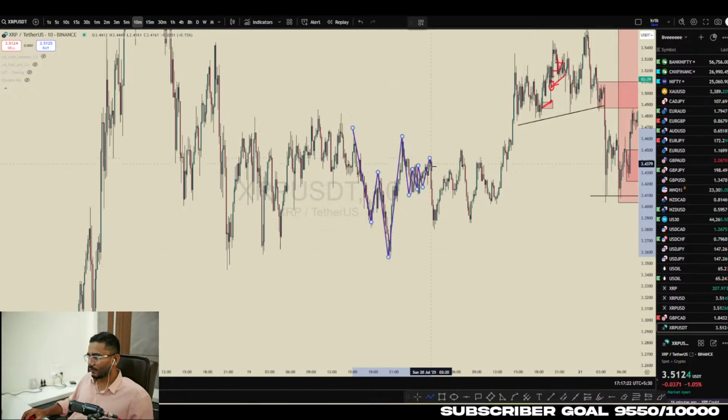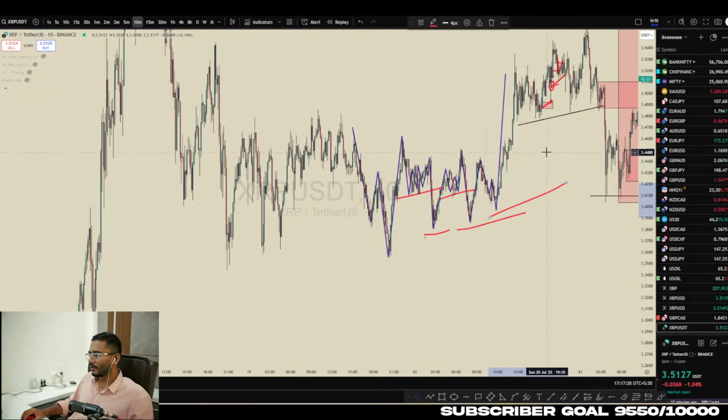Again, price created liquidity. Again, price swept the liquidity. So whenever price is creating liquidity, it's sweeping. So what this is doing, it's creating a momentum to the upside. It's like showing signs that it will continue higher.